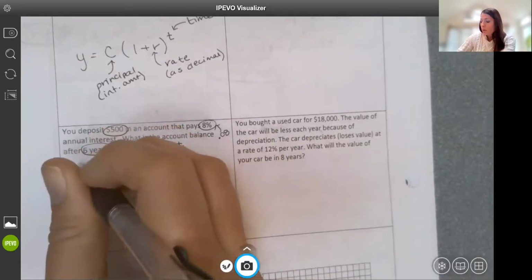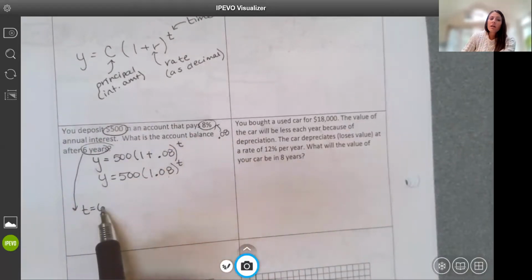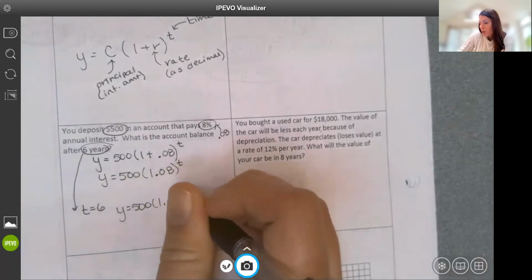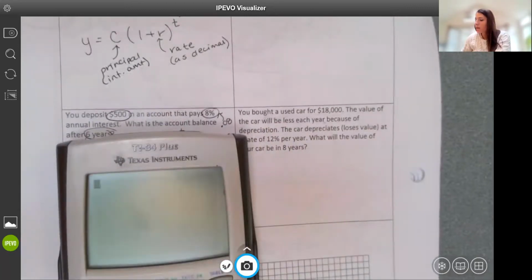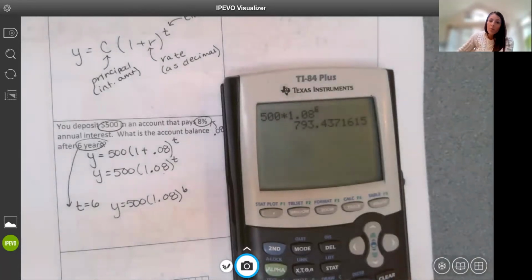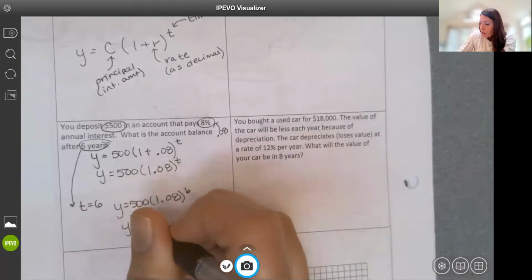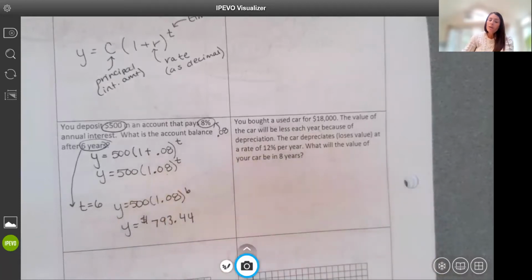Now we want to know, well, if we let that money sit for 6 years, so that's saying a time of 6 years, what would my account balance be? So I have 500(1.08)^6, because I'm now plugging in 6 for time, and I'm just going to use my calculator. And 500 times 1.08 to the 6th power gives me 793. Now we're talking about money, so I'm going to round to 2 decimal places because that would make sense for money. And we would have $793.44 approximately.